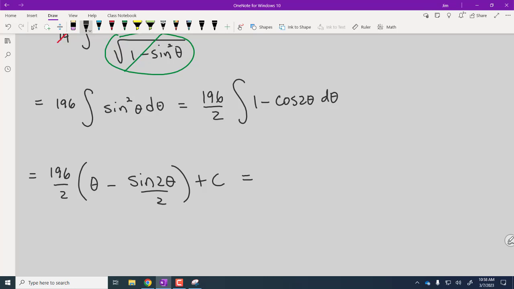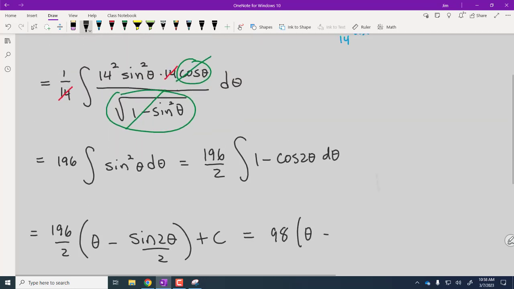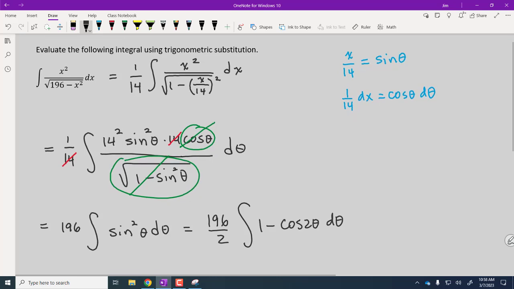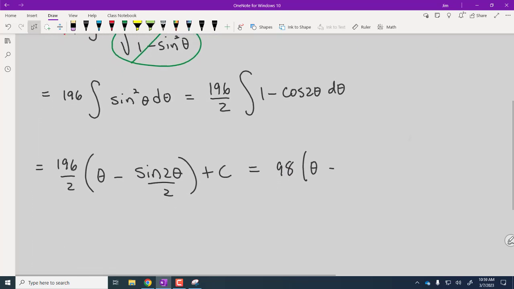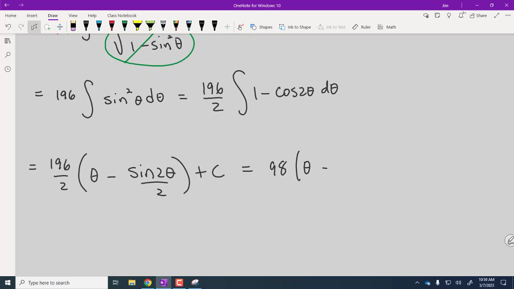So then, out in front, looks like we're going to have, what, 98? We simplify that. And here we're going to have theta minus sine of 2 theta. Our substitution is with 1 theta, right? Sine of a single theta. This sine of 2 theta business has to go away.